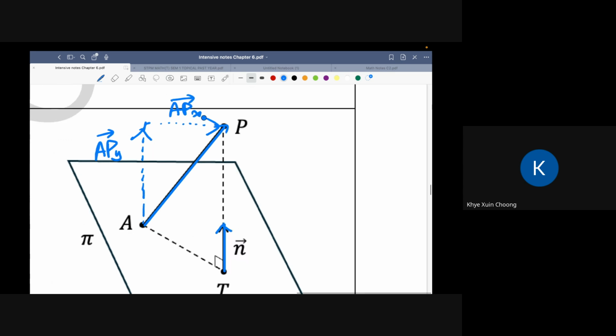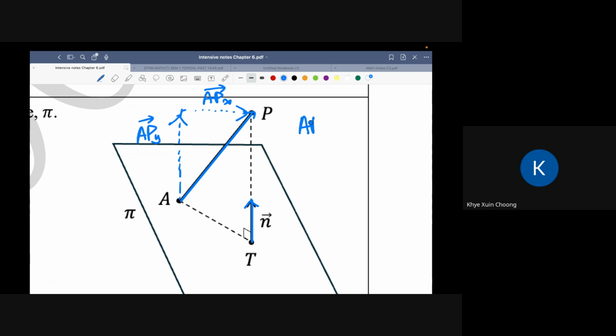So when you perform AP dot N, I say N first, I don't want to say the cap first, it is actually this multiplied by this. What happens to this? This one multiplied by N equals 0. In the definition of dot product, the perpendicular components multiplied together give 0. So when you multiply AP with N using dot product, it is actually the component parallel to N that gets multiplied. So AP dot N is actually APY times N.